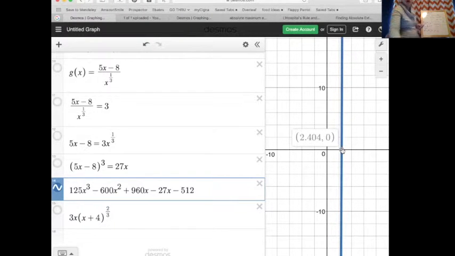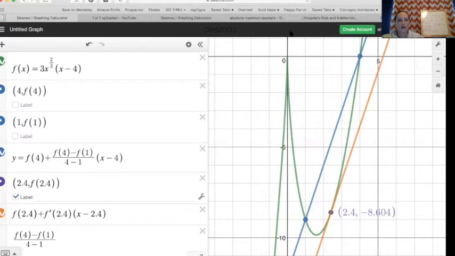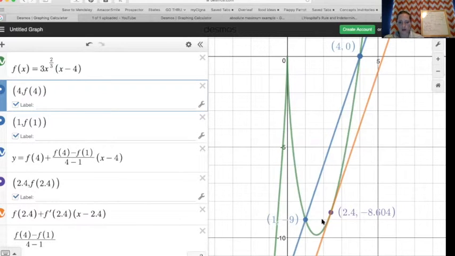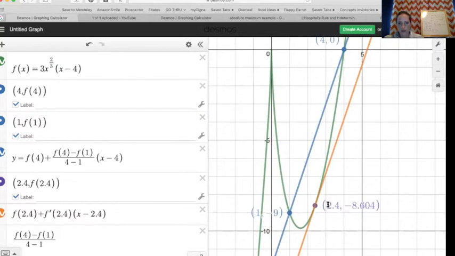Okay. All right. So the last thing that I want to do is look at a graph of this real quick. So I'm going to pause for just a minute. Okay, so let's look at what we've got here. Again, in green is our original function, 3x to the 2/3 times x minus 4. The endpoints of our function, okay, (4, 0) and (1, -9), just like we calculated. And then here's that little point that we found, that 2.4.